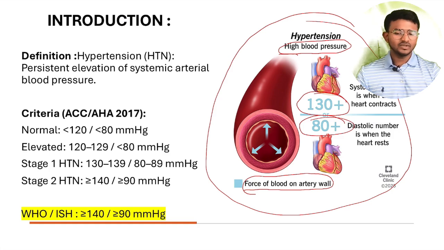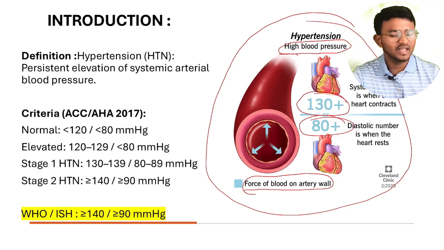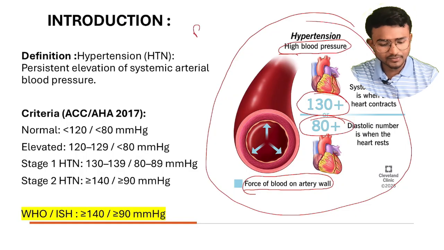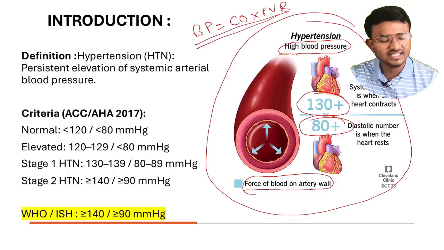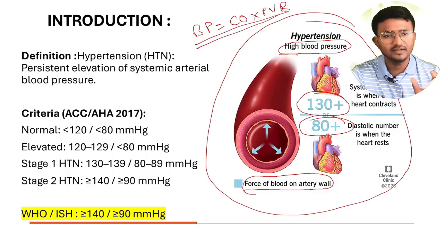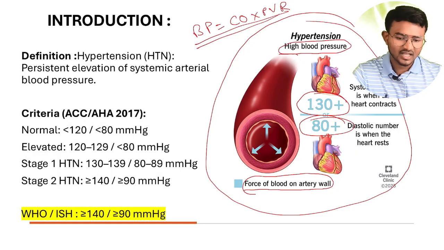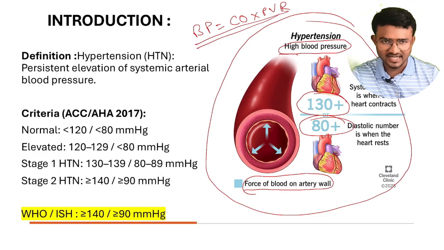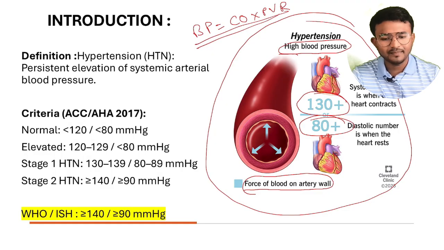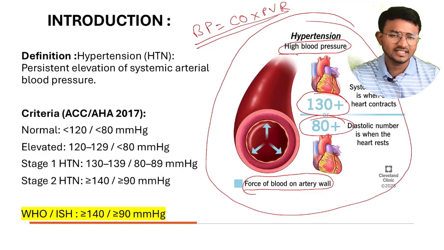The normal blood pressure is 120 by 80 mmHg. How do we calculate blood pressure? Blood pressure equals cardiac output times peripheral vascular resistance. This is the main formula for blood pressure. This equation is the key to understanding hypertension.